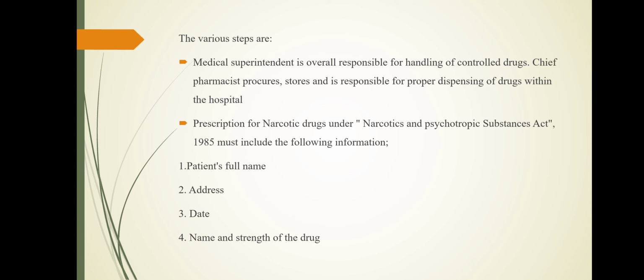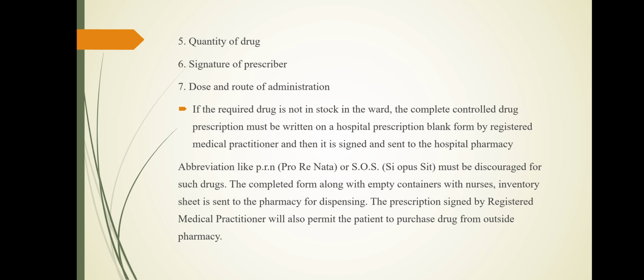It should be according to the Narcotic and Psychotropic Substances Act. It should include the following details: the patient's full name, address, date, name and strength of the medication, quantity of medication, the signature of the prescriber, dose and route of administration. This was about the general dispensing of controlled substances or controlled drugs.